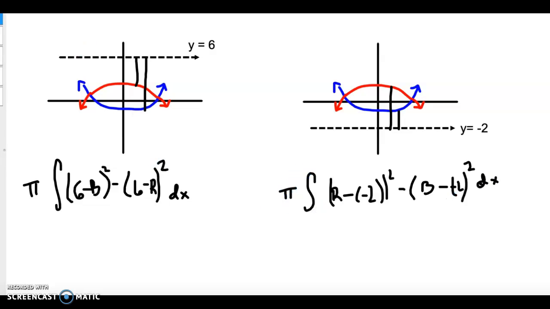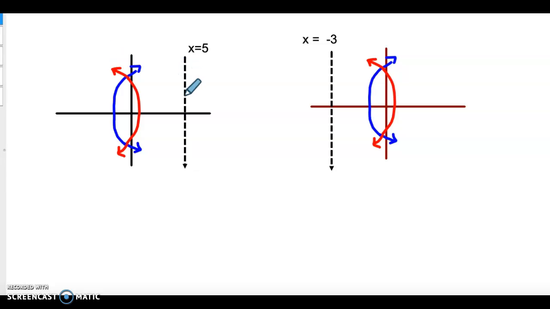Beautiful. All right. Last 2. So now we've changed it. Now are we talking about dx or dy? dy. And what curve is farther from the line, the blue or the red? Blue curve. So the big radius is going to be, should it be 5 minus the blue, or should it be blue minus 5?